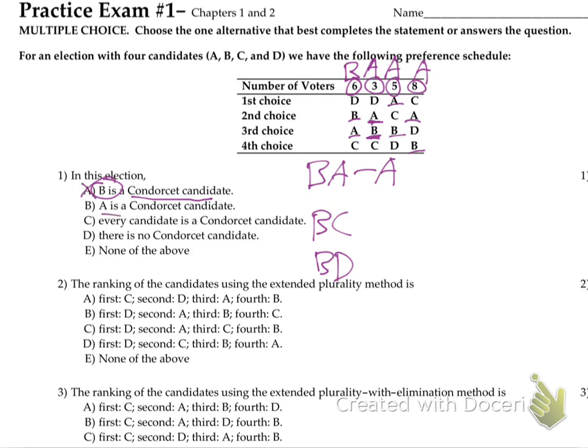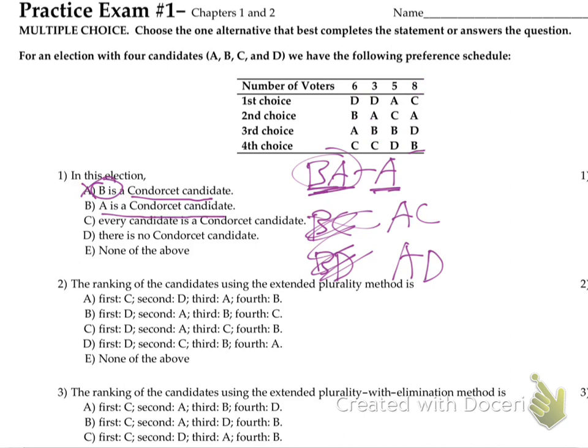How about the next one? Is A a Condorcet candidate? Does A beat everybody? That's the question. Well, he already beat B. We only have to check a couple more. I'm not going to bother with these anymore. We already know A beats B right here. Does he beat C and does he beat D? If so, he's a Condorcet. Let's go back and see it. Let's match him up 1-to-1.